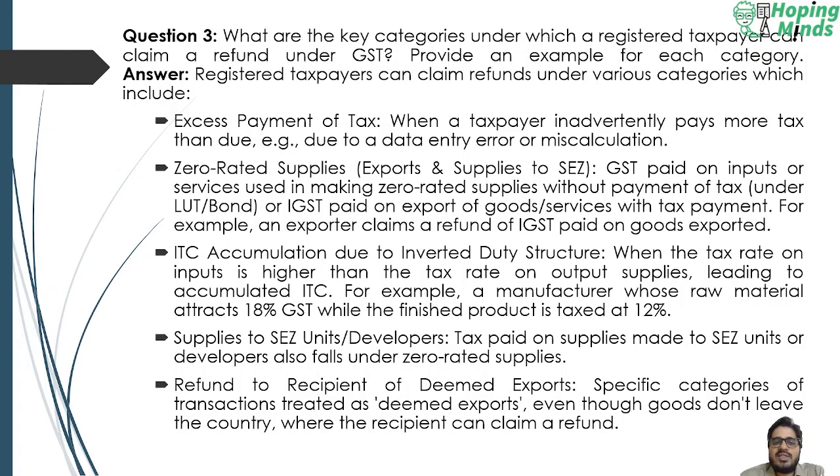Then supplies to SEZ units or developers. Taxes paid on supplies made to SEZ units or developers also fall under zero rated supplies and refunds can be claimed for the same. Then refund to recipient of deemed export. Specific categories of transactions are treated as deemed export even though goods don't leave the country, where the recipient can claim the refund. In such a case also, the recipient can claim the refund of input tax credits.